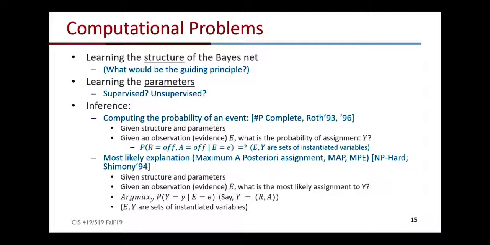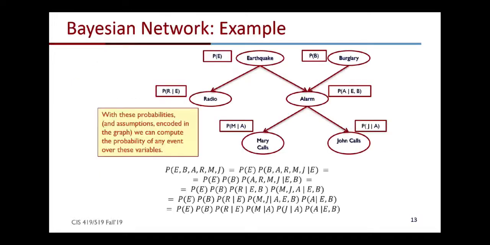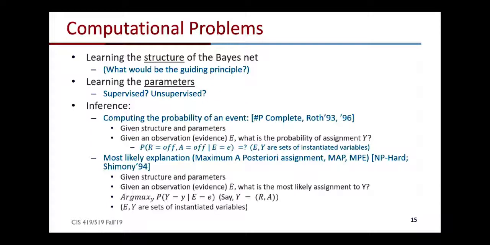Inference, or sometimes called reasoning, actually has two problems here. One of them is computing the probability of an event. I'm going to give you an event, which is an assignment to a subset of all the variables. So in the case here, it could be the probability of E being 1, B being 1, and R being 1. And I'm going to ask you, what's the probability of this?